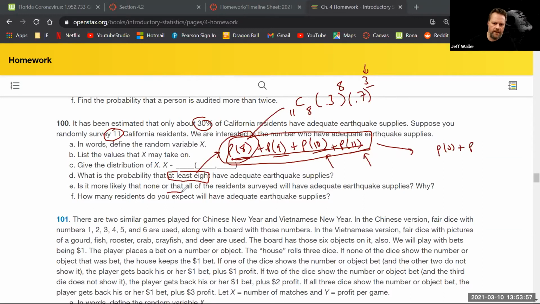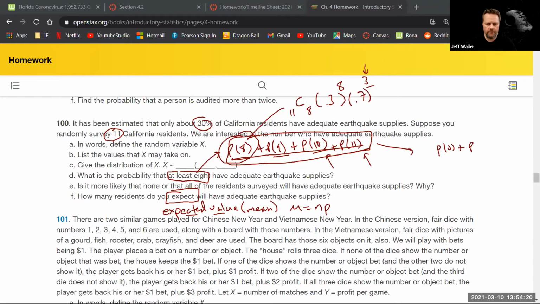Expected value. What's the formula for the expected value? Otherwise known as the mean. Yep, expected value is the same as mean. np. Good. So that's all you got to do. Okay, thank you. You're welcome.